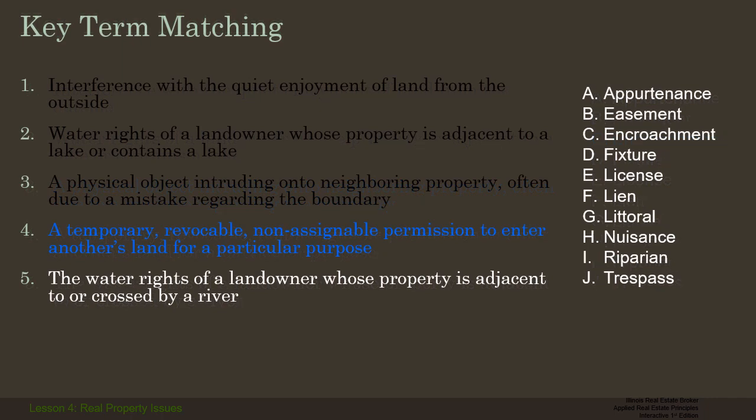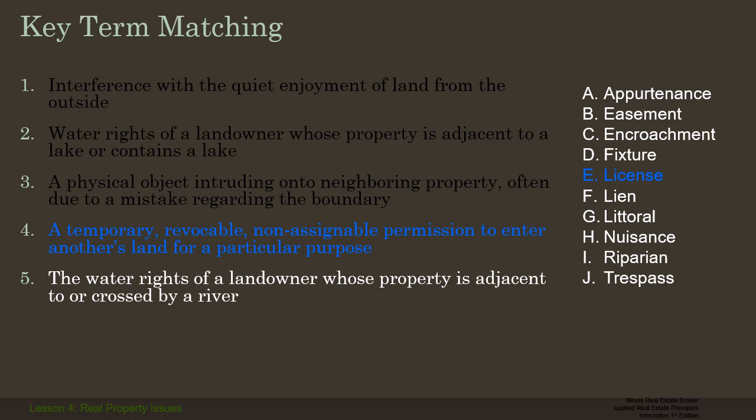A temporary, revocable, non-assignable permission to enter another's land for a particular purpose is a license. So a license is where an owner can give a revocable permission to a person to use their property for a specific purpose, maybe for a specific period of time, and then that person you gave permission to would lose the right to do that. And it's non-assignable. The person you give that license to can't assign it to somebody else.